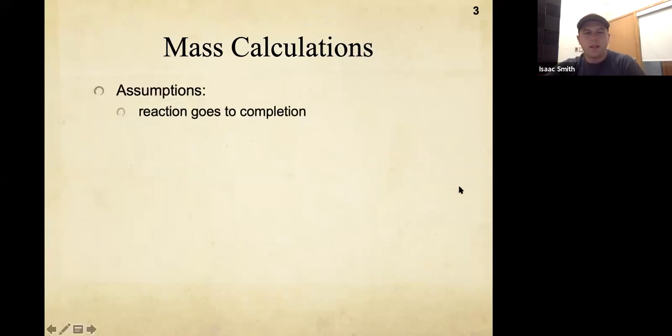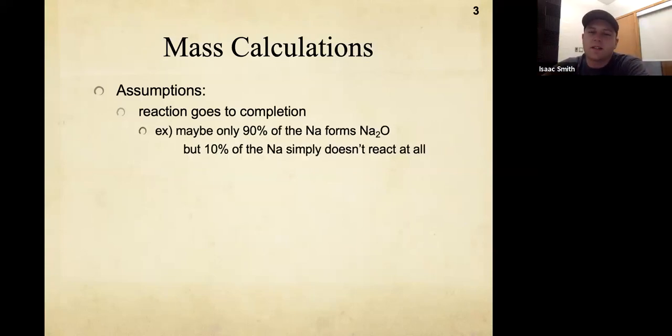Cool. So when we do these mass calculations, we make a couple of assumptions. One is that the reaction goes all the way to completion, so that all the reactants are converted into products. An example of that not happening would be if maybe only 90% of the sodium actually forms sodium oxide and 10% doesn't react. In certain reactions that might be true, but when we're doing the mass calculations, we're assuming that, like in the last example, all the sodium gets converted into sodium oxide.